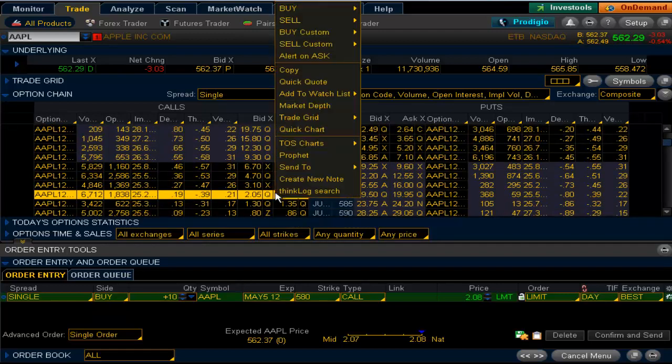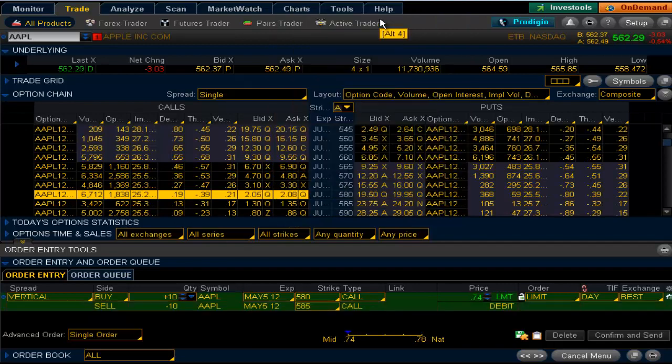Now if we added a vertical, the more legs that you add, meaning the more contract strikes that we add to this trade, whatever strategy is involved, the more legs it has. So this one has 2 legs. We're using the 580s and the 585s. It becomes a little bit more difficult to get a fill at exactly the same price that you want.